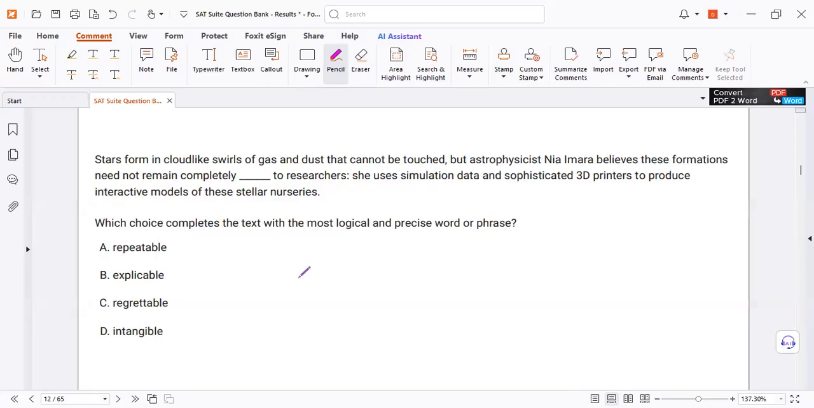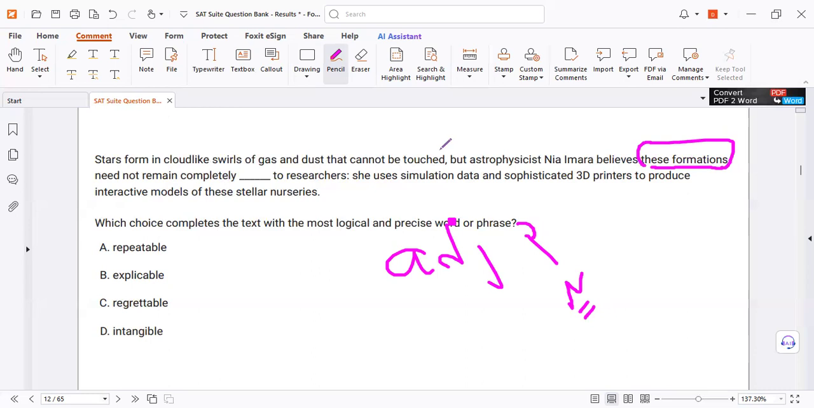Let's follow the same way. Adjectives describe a noun or pronoun. You must define the noun. He believes that these formations, he said these formations of what? We must go back. So stars form. So we're talking about star formation. Believes these formations need not remain completely what? And then the explanation. So your answer is in the following clause. In the following clause, are we explaining that this formation is repeatable?